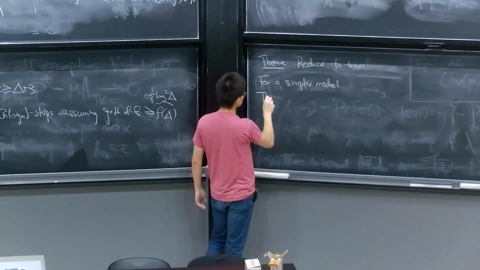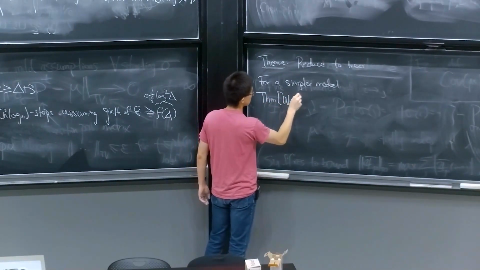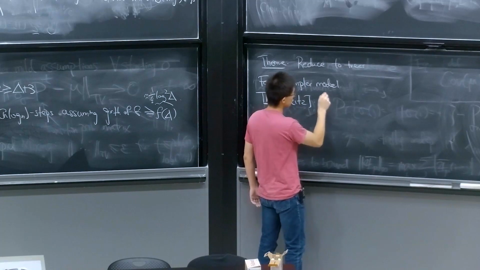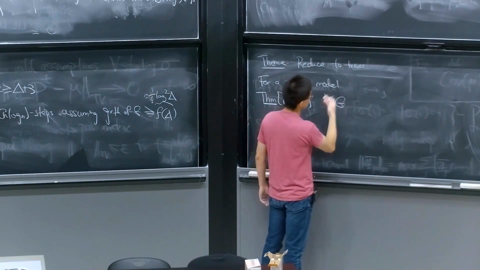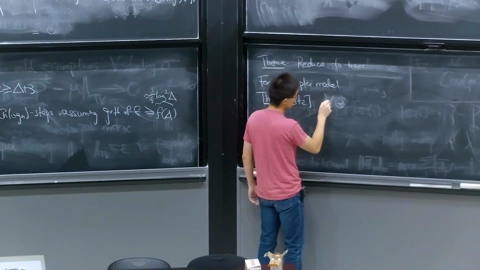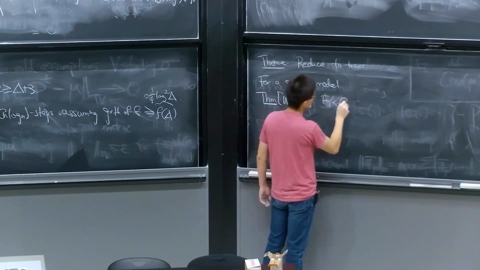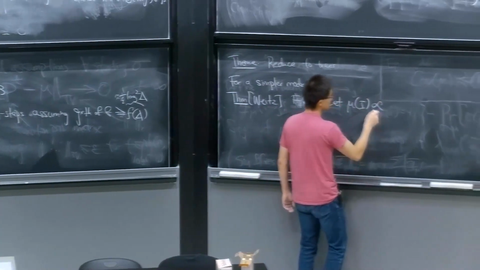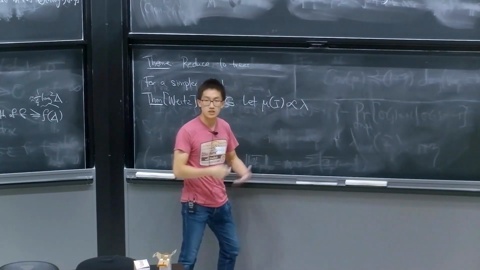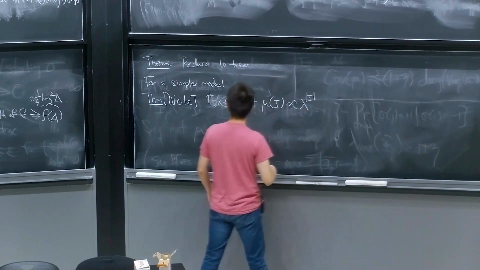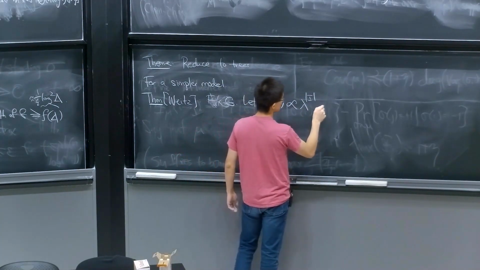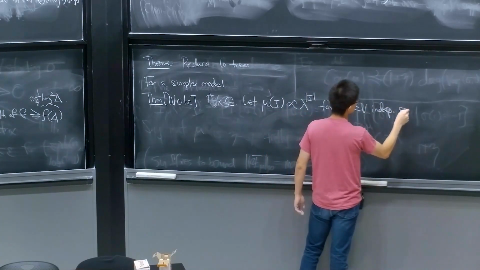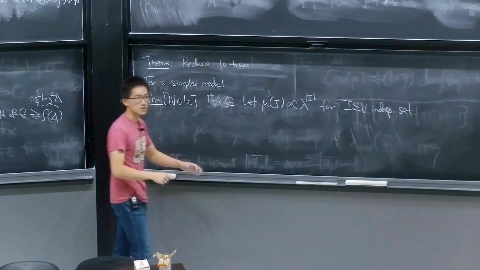So this is a theorem, and it says the following. For a fixed graph G, I'm looking at a slightly different, simpler model, where I have a weighted distribution over independent sets of a graph. Just remember, an independent set is a subset of vertices such that no pair are connected by an edge.